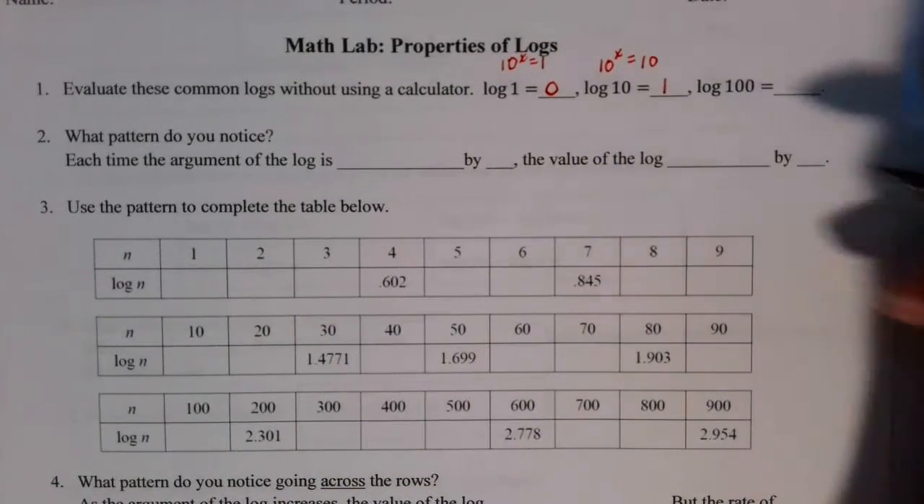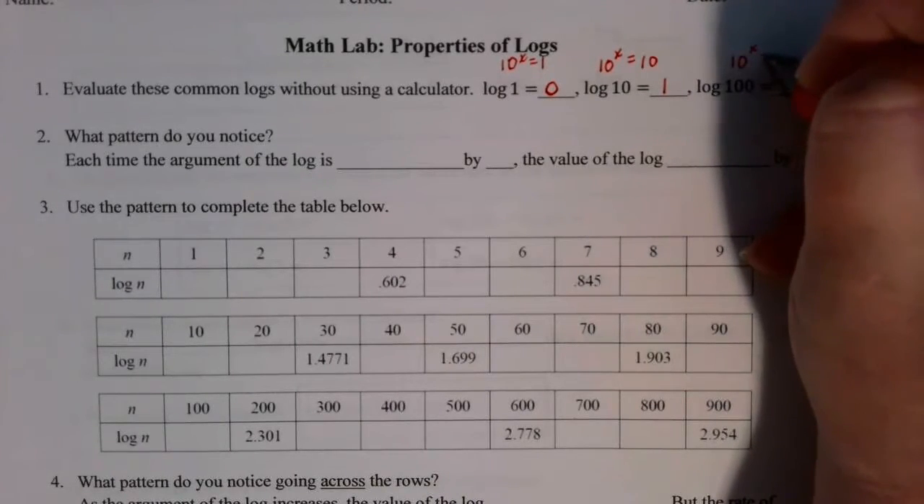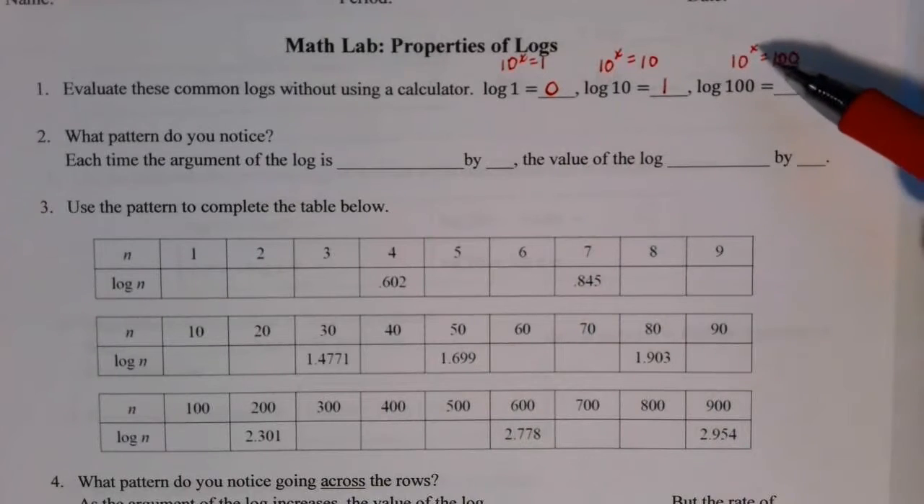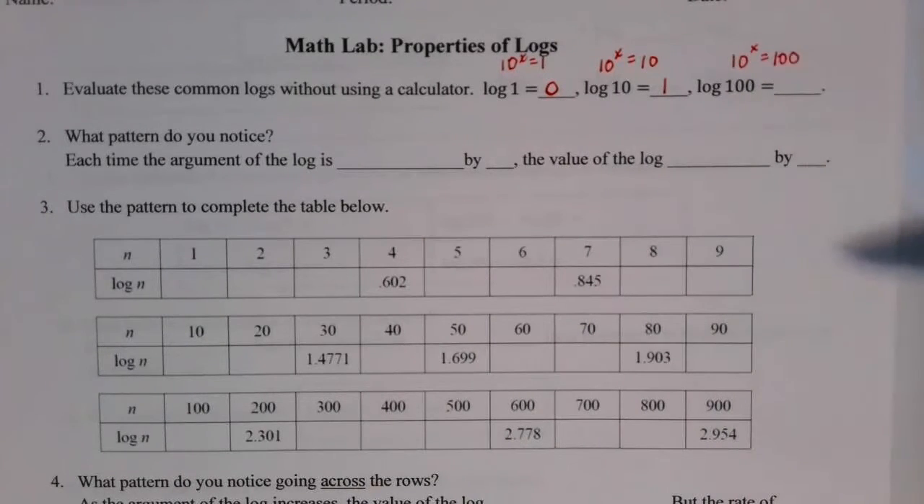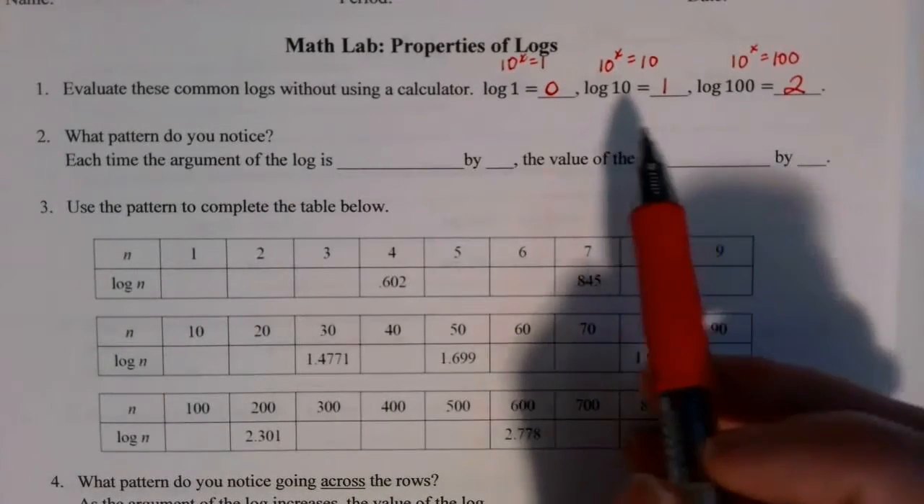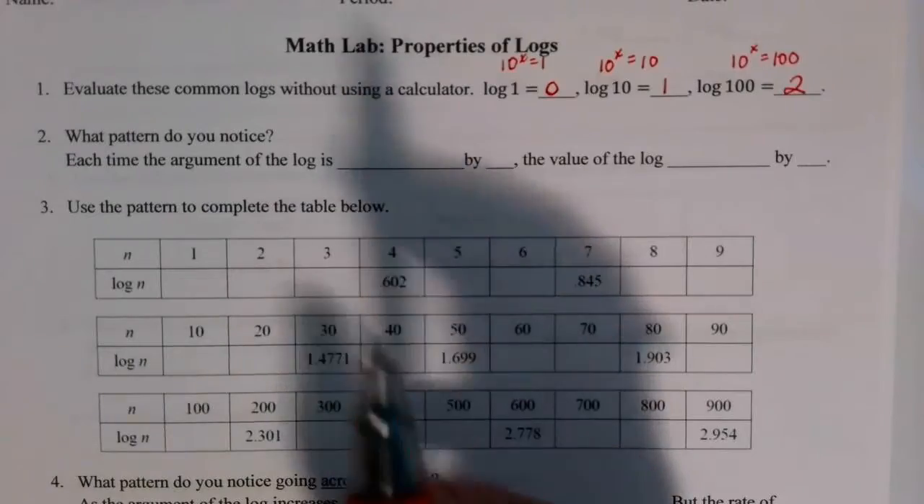Then the common log of 100 would be 10 to the x equals 100. And we want to know what's the exponent on the base of 10 to end up with 100, and that would be a 2.